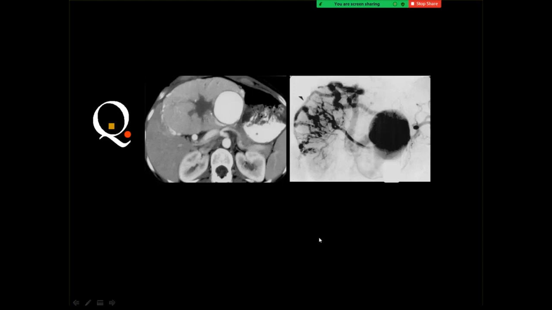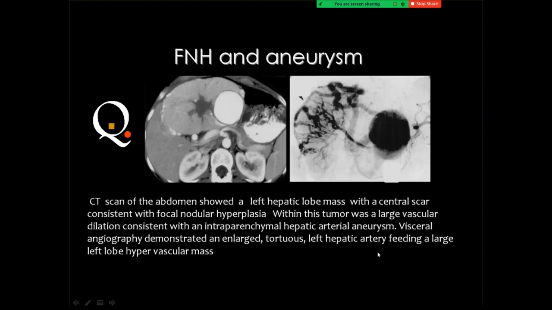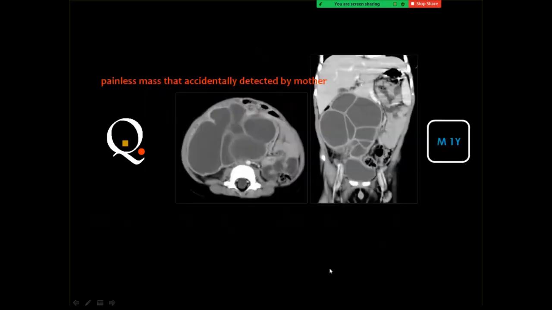Of course, the focal nodular hyperplasia is usually in the range of 5 centimeters in diameter, but you know that some of the lesions may reach a bigger size, and still you got the classic appearance of hypervascularity as well as the central scar. It's not that common to see an aneurysm inside the lesion itself.